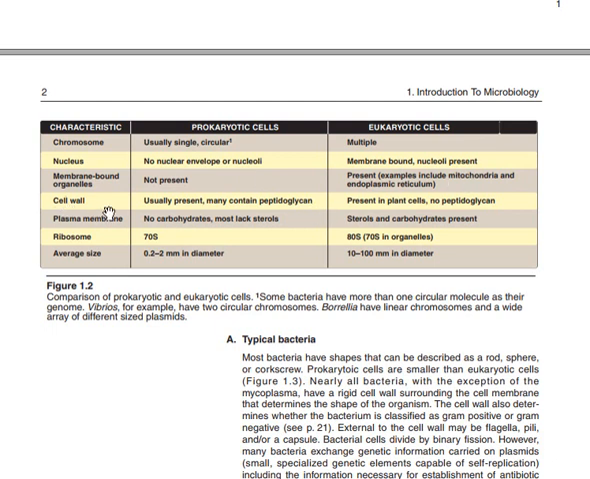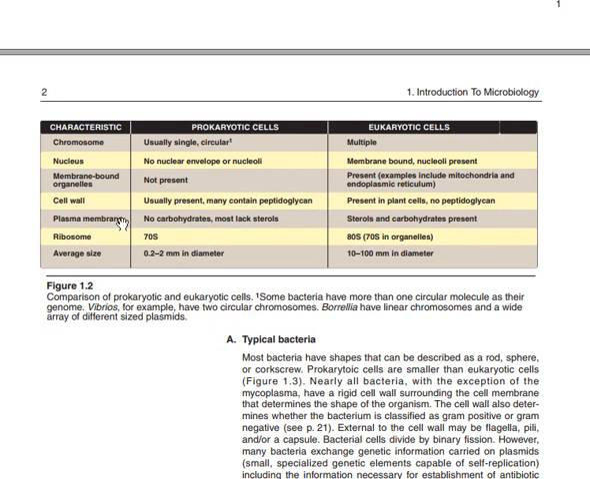Here the cell wall is usually present and it contains peptidoglycans. Now here the cell wall is present, but it does not contain peptidoglycans. The cell walls of plants contain cellulose. The cell walls of fungi contain chitin. It is only the cell wall of bacteria, which are prokaryotic, that contains peptidoglycans. And these cells which contain peptidoglycans are gram-positive cell walls.